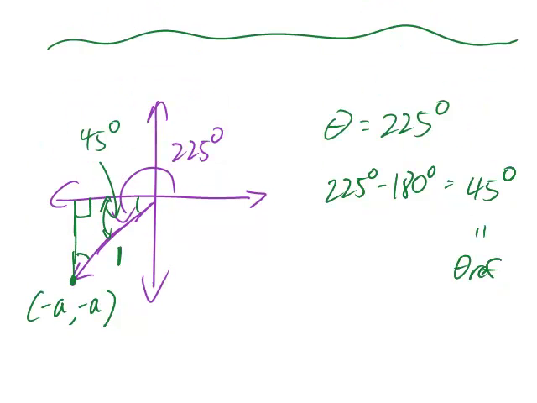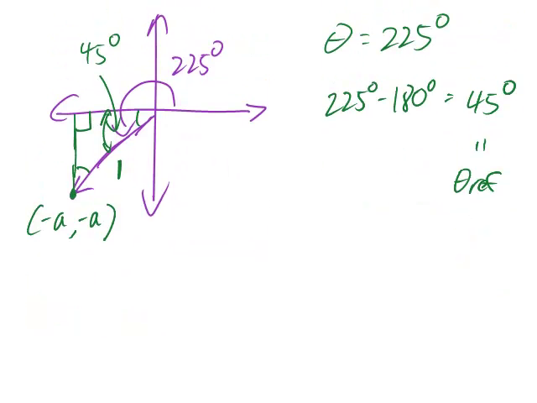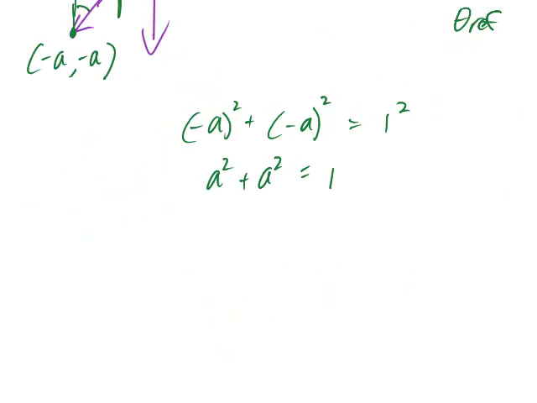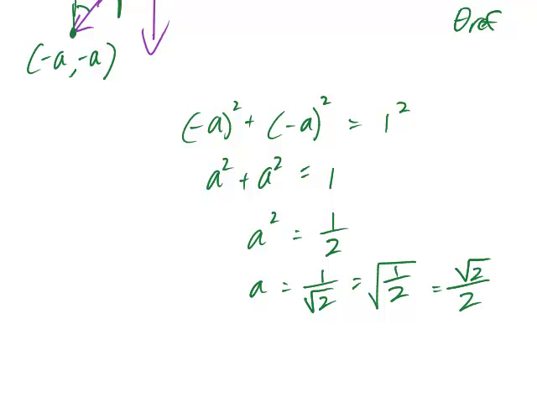We're going to figure out what A is using the Pythagorean theorem. Minus A, I don't really need a minus sign because I'm squaring it. A squared plus A squared equals 1 squared. That means 2A squared equals 1, and so A squared equals 1/2, and A equals root 1/2, or 1 over root 2. And you can do root 2 over 2 if you want to rationalize it.